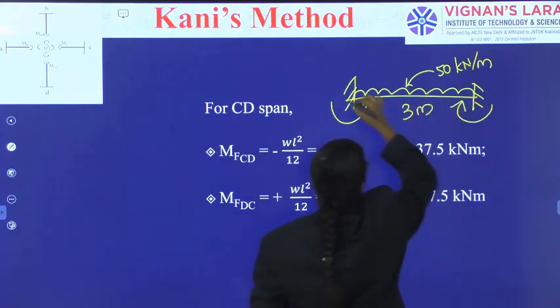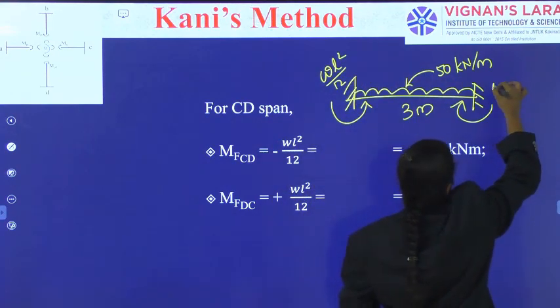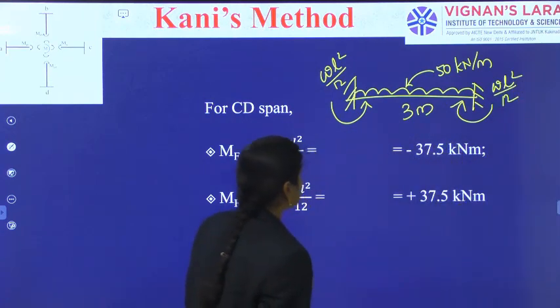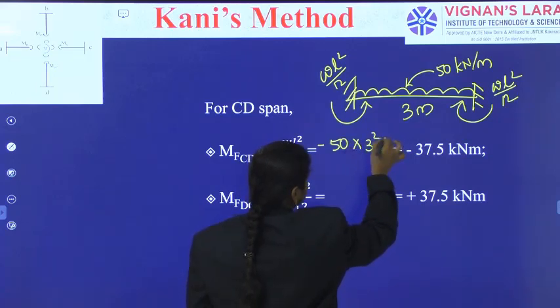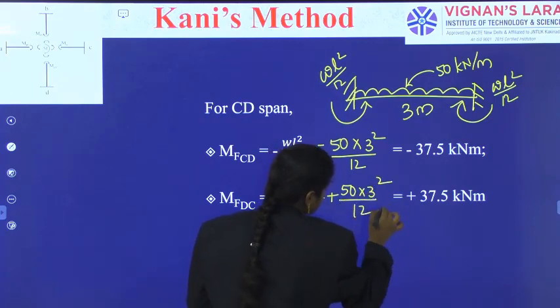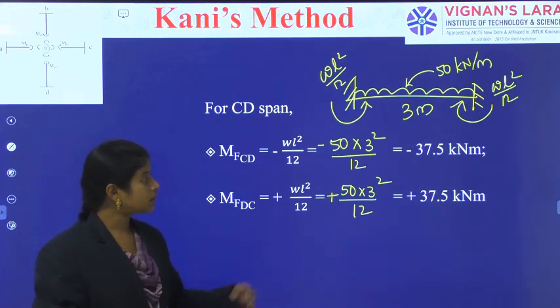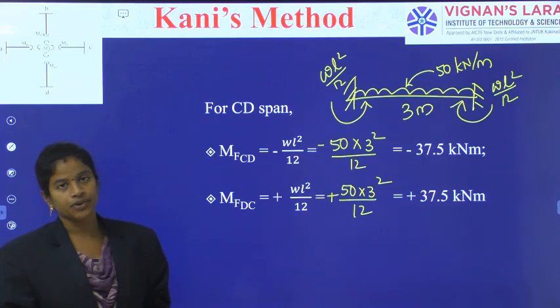minus WL square by 12 and plus WL square by 12 because it is in the anti-clockwise. This one is in the clockwise. Right? So minus 50 into 3 square by 12 plus 50 into 3 square by 12. So minus 50 into 3 square by 12 plus 50 into 3 square by 12, and in the final output we have got as minus 37.5 kN plus 37.5 kN.